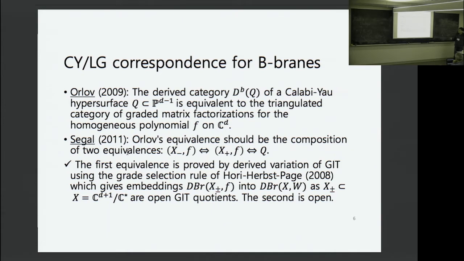So it doesn't go through X plus; it connects Q directly with X minus. And from a physics point of view, as I mentioned in previous slides, it's perhaps natural to go through X plus. X plus connects with Q as the critical locus, because the critical locus of F on X plus is Q, and X minus and X plus should be related because they are two different GIT quotients of the same Artin stack. And actually, Ed Segal proved the first equivalence by using a work of Halpern-Leistner, and Ballard, Favero, and Katzarkov. The result is this: if you have an Artin stack and an open substack which is a GIT quotient, then you can embed the derived category of the GIT quotient into the derived category of the Artin stack. That's given by something called the grade selection rule. So by using this general result, he proved the equivalence of these two.